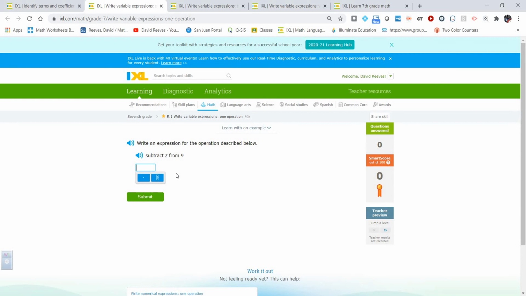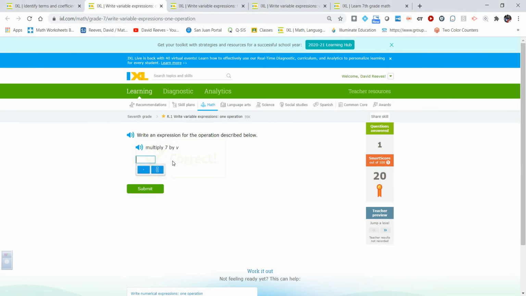When you are doing subtraction, order matters. So it's not z minus 9, it is 9 minus z. We are subtracting z from 9. 9 minus z. All right, multiply 7 by v. We simply have to put 7v. All right, 7 times v. We don't even need a multiplication sign because 7 is the coefficient and a number next to a variable means to multiply.